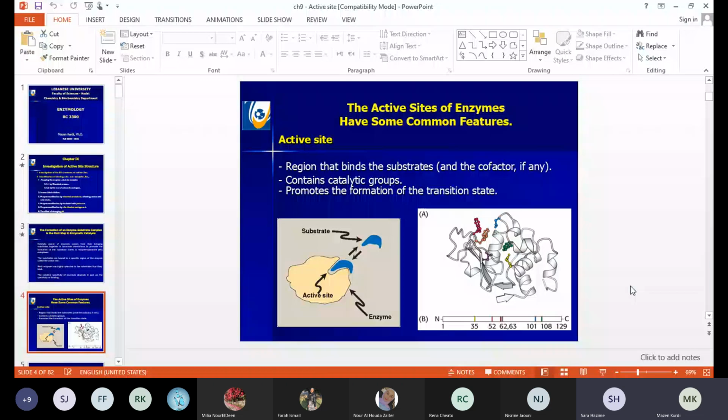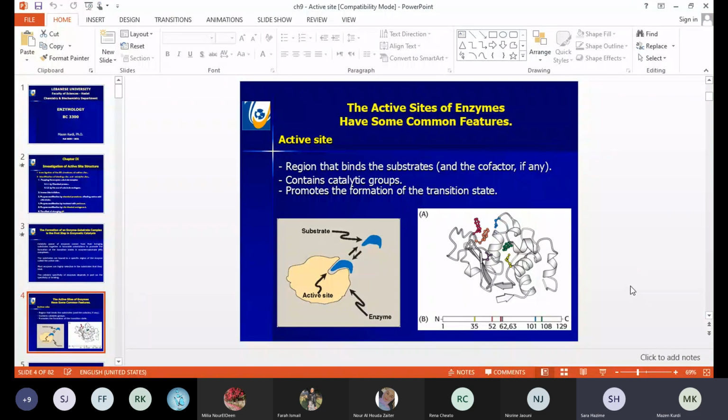So what is the active site? In general, the active site is a region that binds the substrate. It contains the catalytic group and promotes the formation of the transition state. A cleft present at the surface of the protein where the substrate will bind, where the catalytic reaction will occur, and for sure, it's the area that promotes the formation of a transition state.